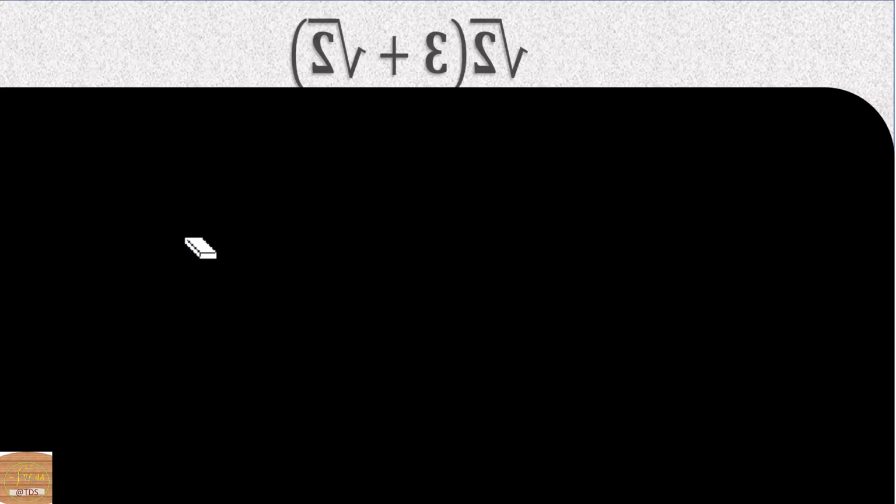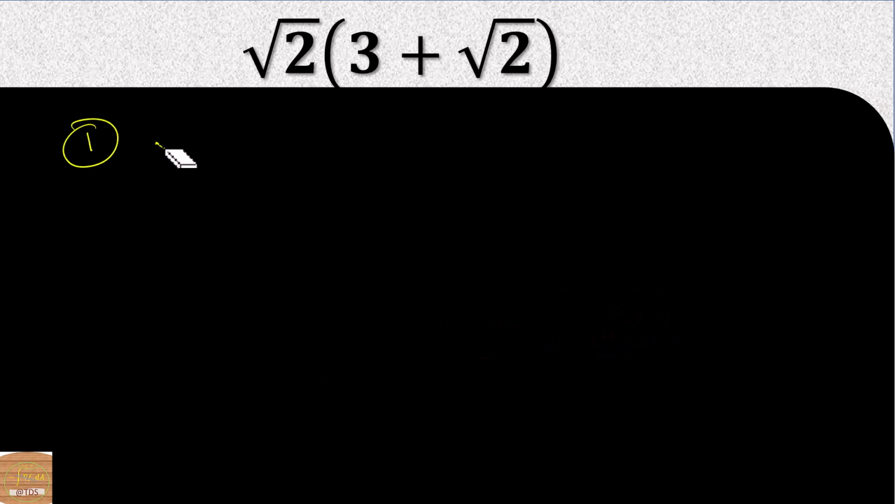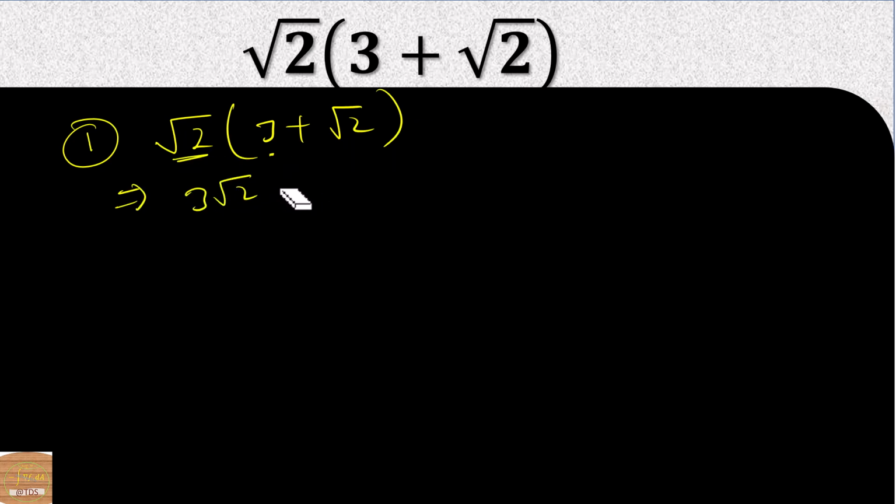All right, so we have root 2 multiplying what is inside the bracket, 3 plus root 2. So this one is very straightforward. Root 2 takes 3 plus root 2. So this one will take this, so we have 3 root 2 plus, so let's apply the property. Root A times root A is A, so root 2 times root 2 is what? 2. Okay, so that's the answer. Very simple.